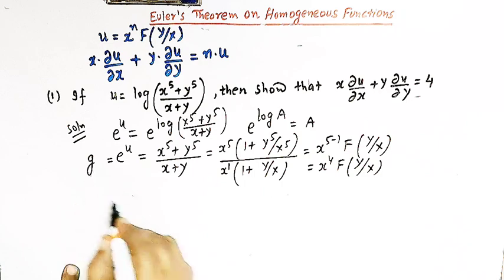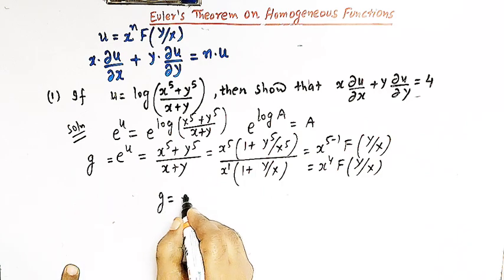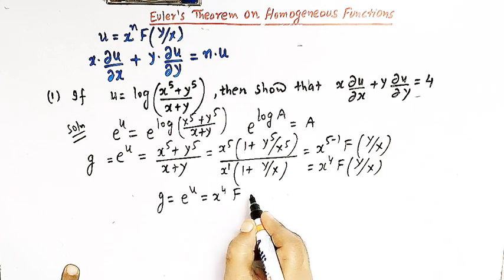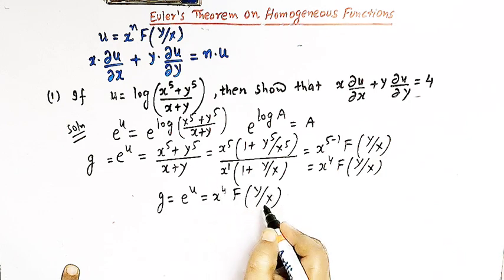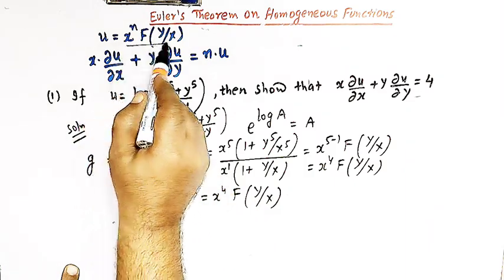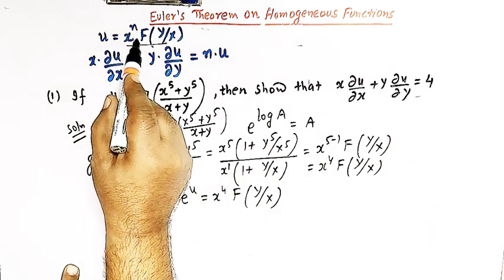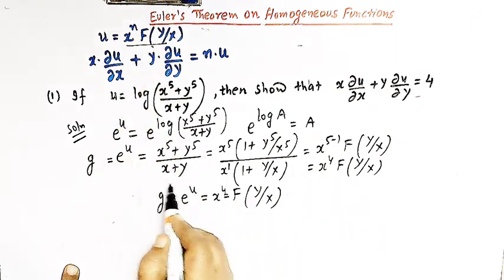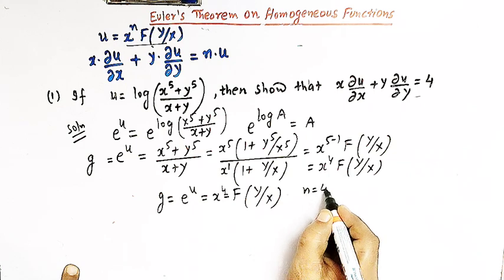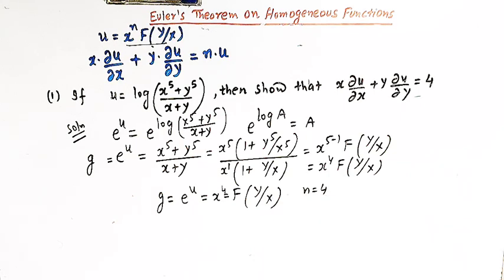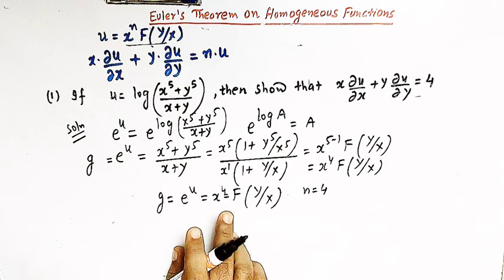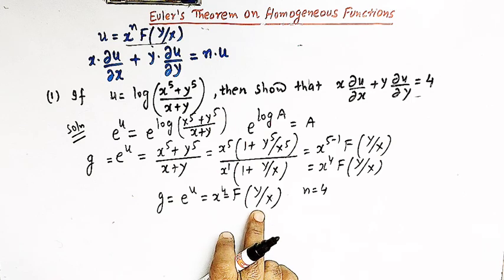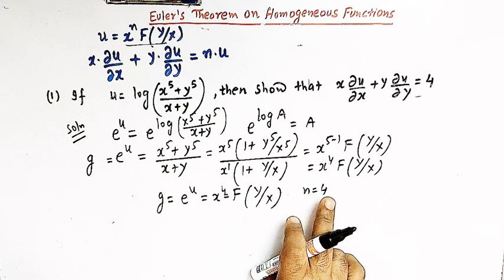So we have expressed that g is equal to e raised to u, and that is equal to x raised to 4 and f of y over x. So our function is of this form, that is x raised to n f of y over x. So the degree of this function is given by n is equal to 4. So now we have shown that this function, that is g, is a homogeneous function of degree 4.